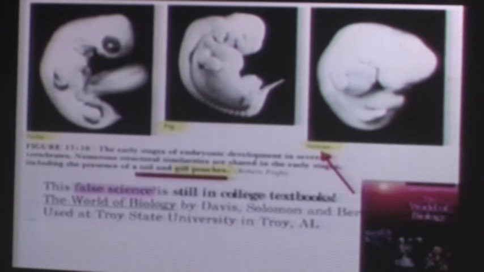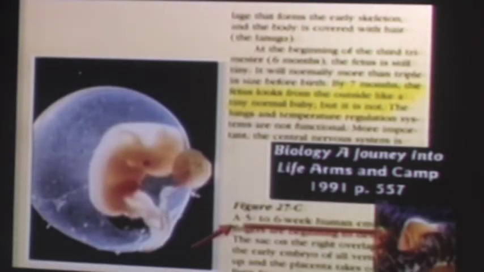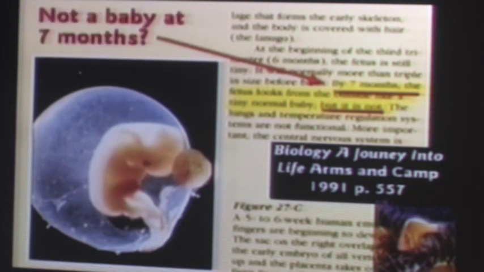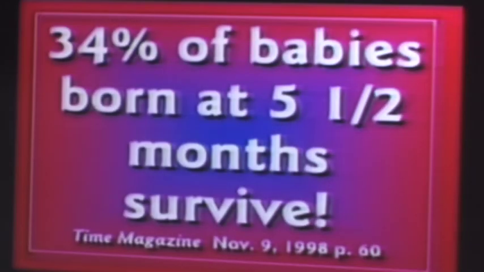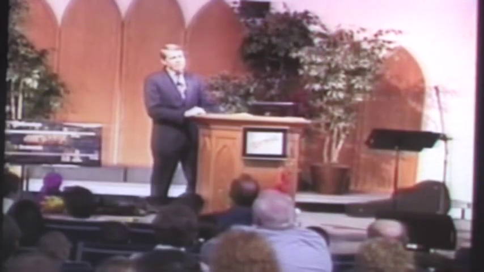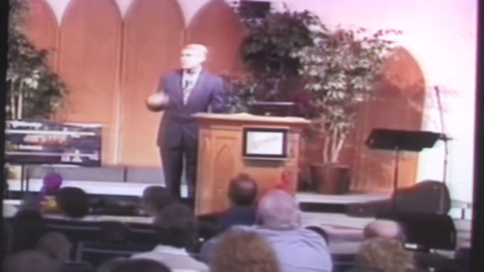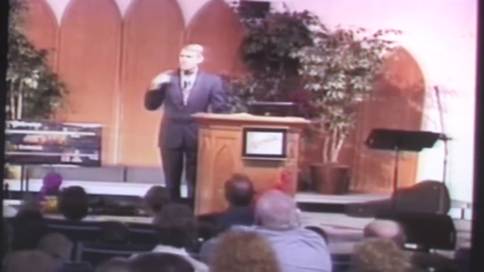This one shows the kids a 5 to 6 week embryo, but it says by 7 months, the fetus looks from the outside like a tiny normal baby, but it's not. It's not a baby at 7 months. Excuse me? A whole bunch of kids born at 5.5 months survive, 34%. Why do they keep that in the textbooks? Well, that's the only way to justify abortion. They want you to think it's not a human yet. Just a fish with gills.